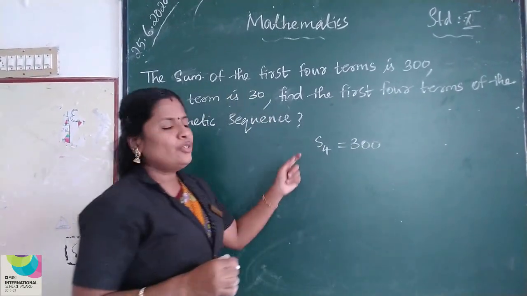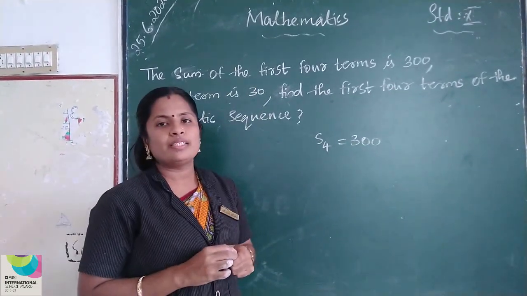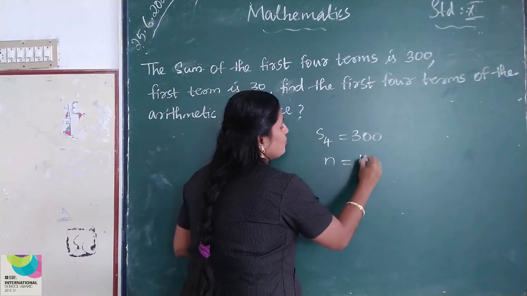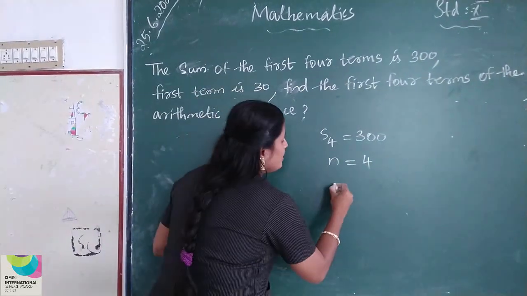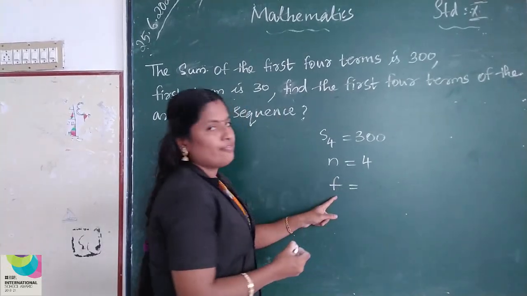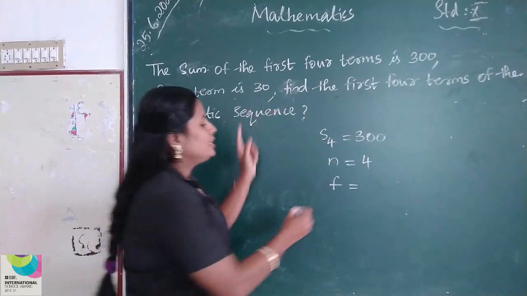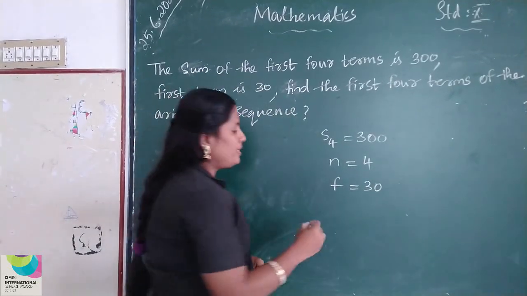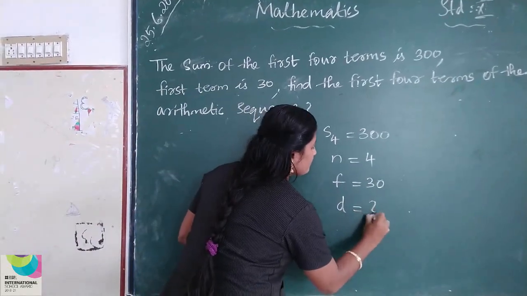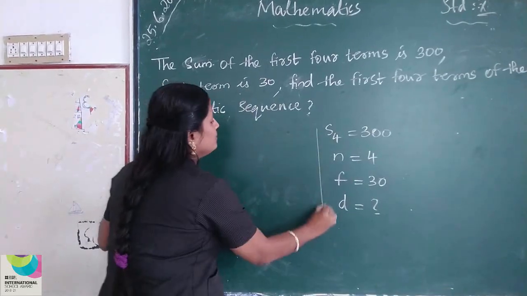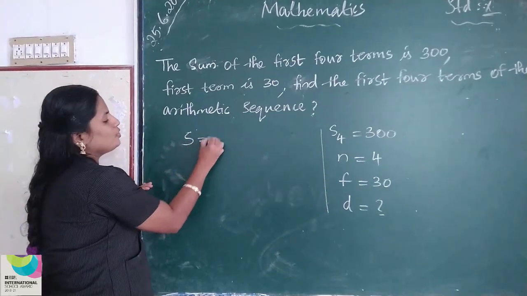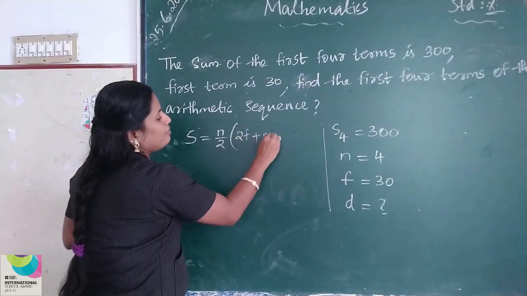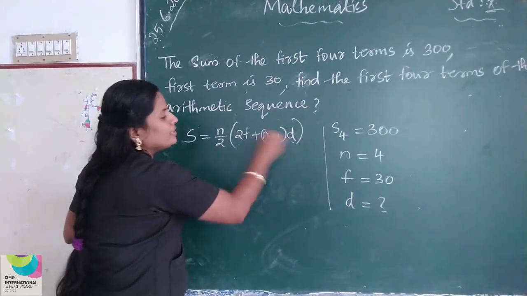Can you tell me what is the number of terms in the sequence? That is n equal to 4. Then the first term f equal to 30. Then here we have to find the common difference. The sum S equal to n by 2 into 2f plus n minus 1 into d.